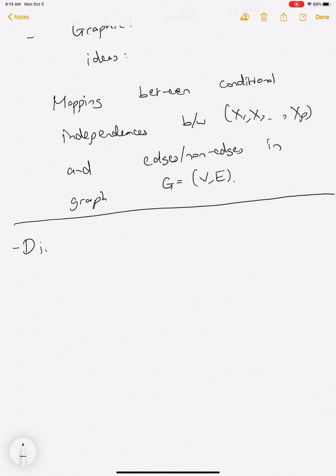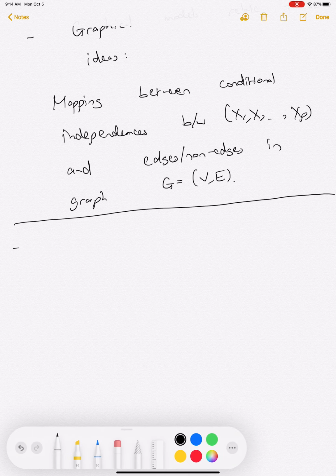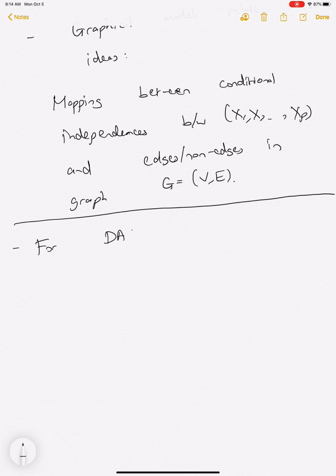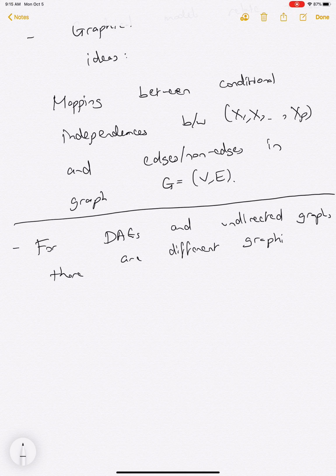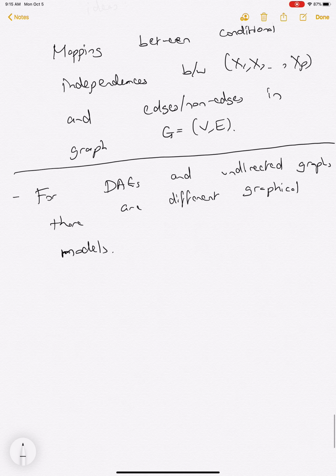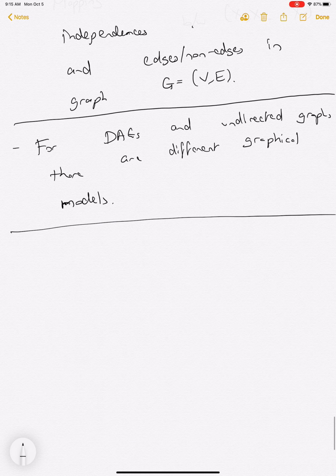So now I'm going to talk about these two different graphical models: there are different graphical models for DAGs and undirected graphs. I'm going to cover these separately from now. We're going to end up relating them later, but I'm going to cover them separately. So we'll begin by covering DAGs.